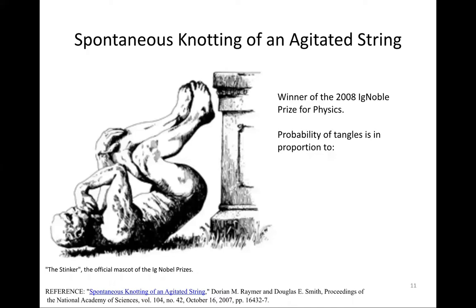To understand that, we can look at the 2008 Ig Nobel Prize for Physics that was awarded for the paper Spontaneous Knotting of an Agitated String. And this explains why earbuds get tangled and also helps us understand why business process tangles occur. Tangles depend on string length, string flexibility, points of contact, and external motion. Let's look at the implications for business processes.